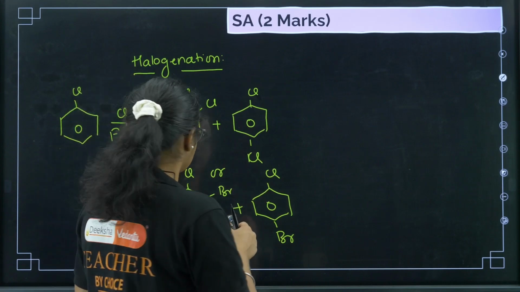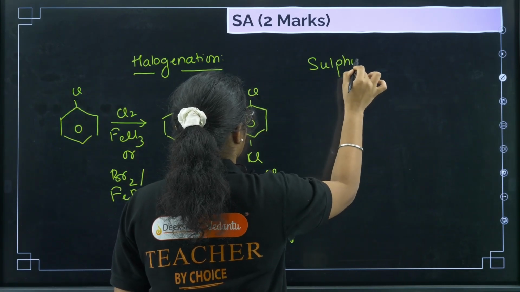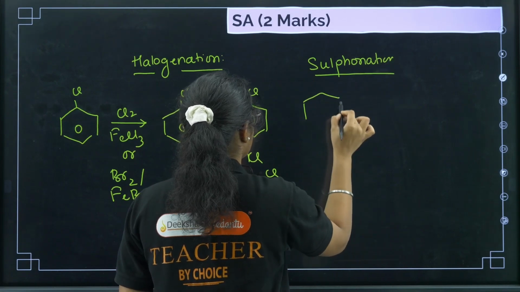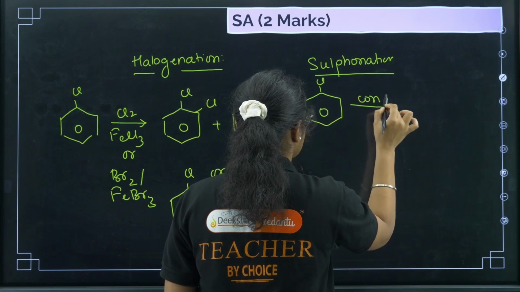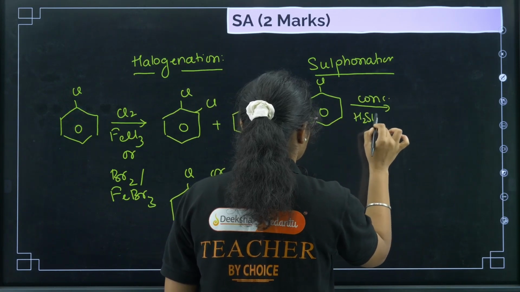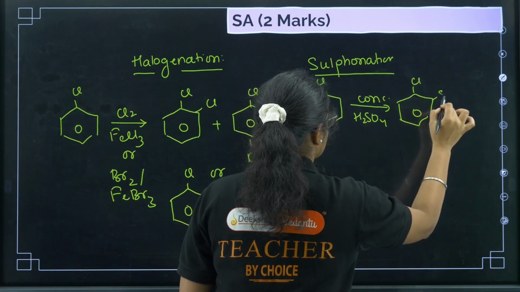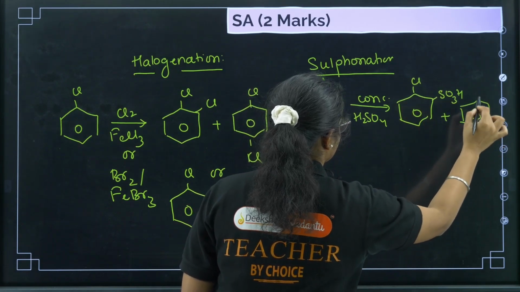Now if you react this part, that is sulfonation. For sulfonation, what you need to do? You just need to take chlorobenzene, treat it with concentrated H2SO4 to get sulfonic acid. Again the same ortho product and the para product.